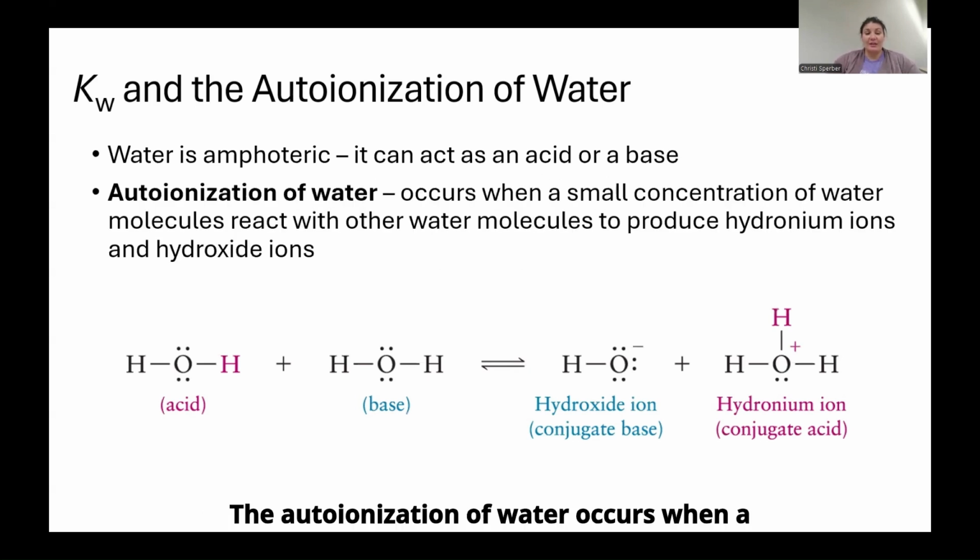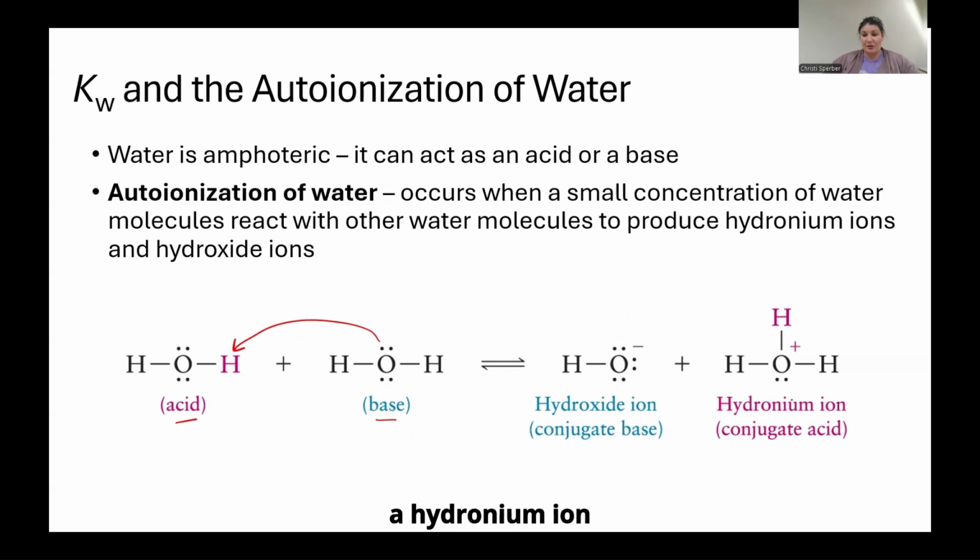The autoionization of water occurs when a small concentration of water molecules react with other water molecules to produce hydronium ions and hydroxide ions. So we have one water molecule acting as an acid, another water molecule acting as a base. The acid is going to donate a proton, so this base is going to take a proton, and then you're going to be left with a hydroxide ion and a hydronium ion.